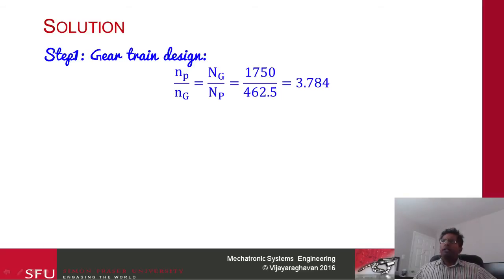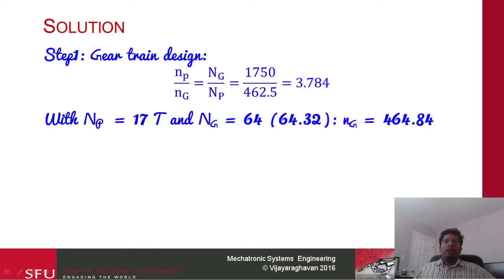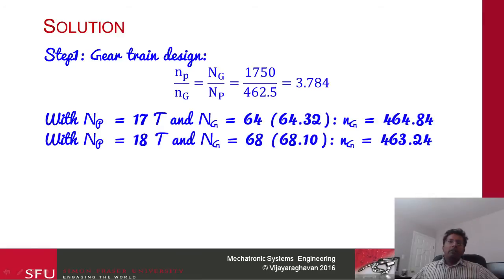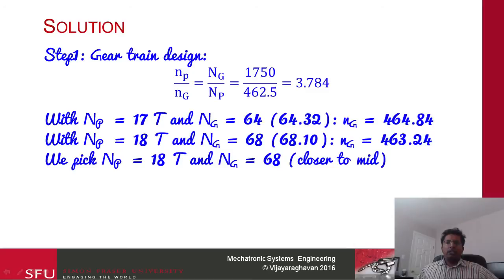What we can do is get 17 teeth, and calculate approximately what the number of teeth would be for the gear. So we do the calculation, it comes to 17 teeth with 64.32, which is rounded down to 64 teeth. That gives us an output speed of 464.84 RPM. The other calculation is if you took 18 teeth, you get an output speed of 463.24. So we're going to pick 18 teeth. This gives us NP is 18 and NG is 68. This is closer to the middle.